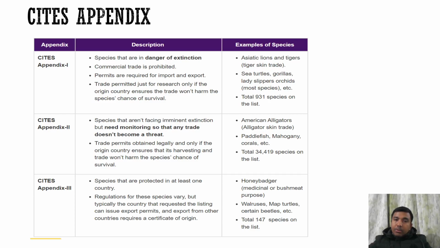Coming back to Appendix 2 of CITES, the species included in this appendix are those which do not face the danger of extinction, but they need to be monitored. The trade of such animal or plant parts needs to be monitored, otherwise the threat of extinction may come up. In Appendix 3, the species are included where in any one country it is being protected. The regulations are likely to vary. So these are Appendix 1, 2, 3, and herein the species are listed according to the degree of protection they need.